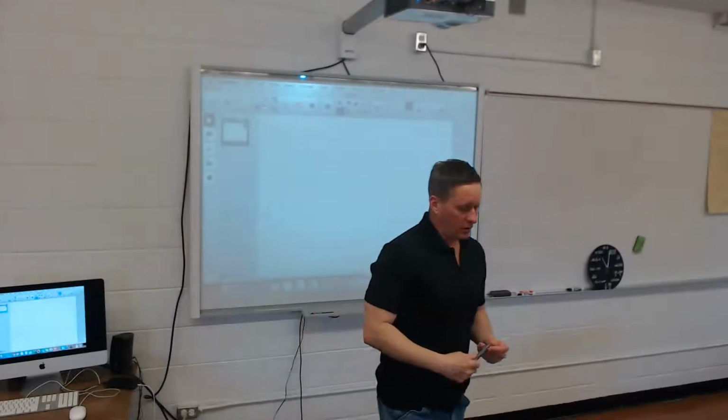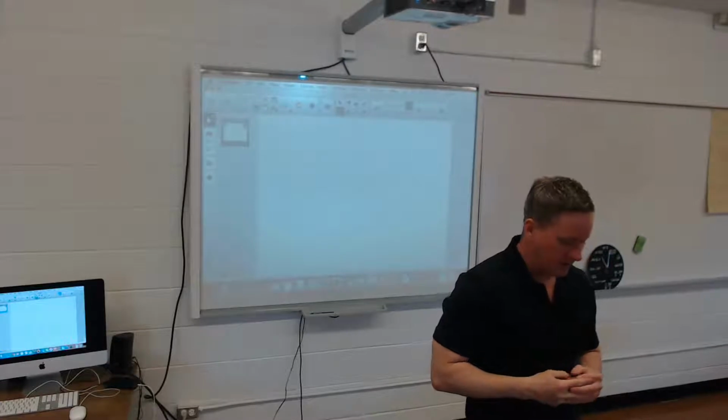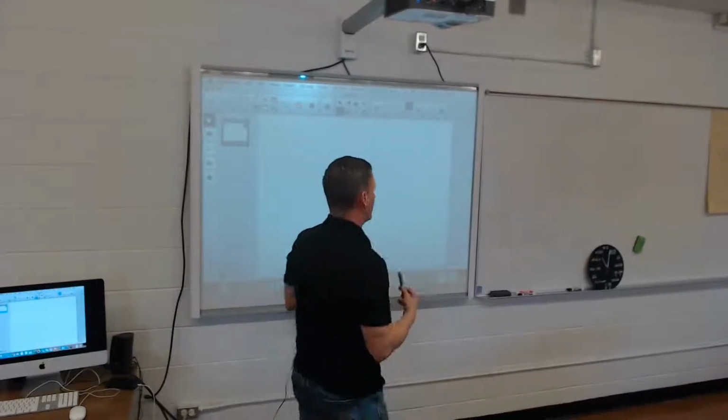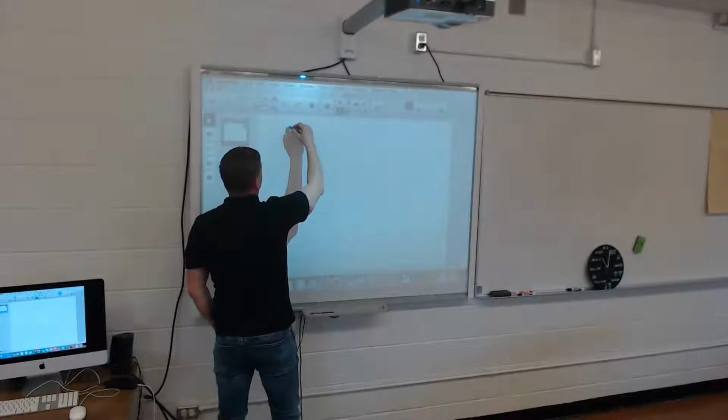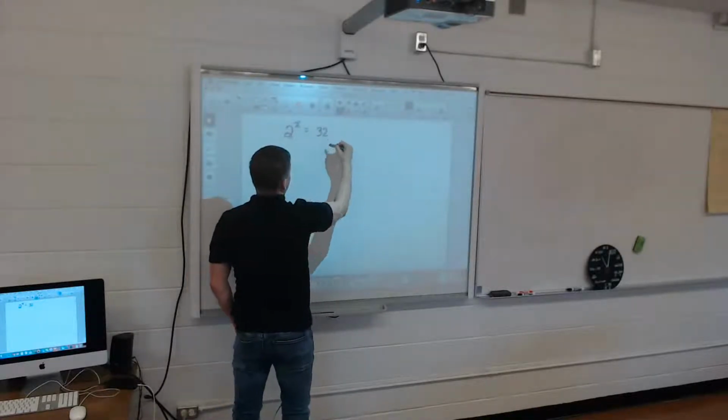So we're looking at exponential functions, and we want to be able to solve exponential equations. So for example, if I have 2 to the x is equal to 32.